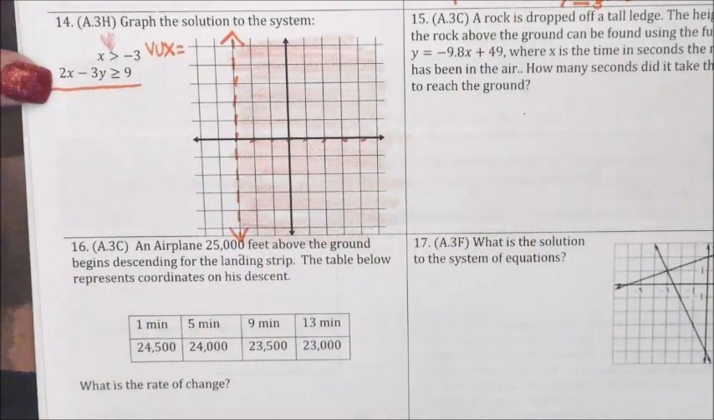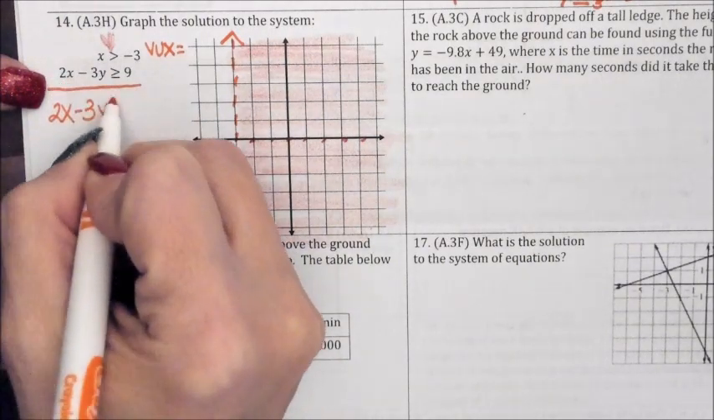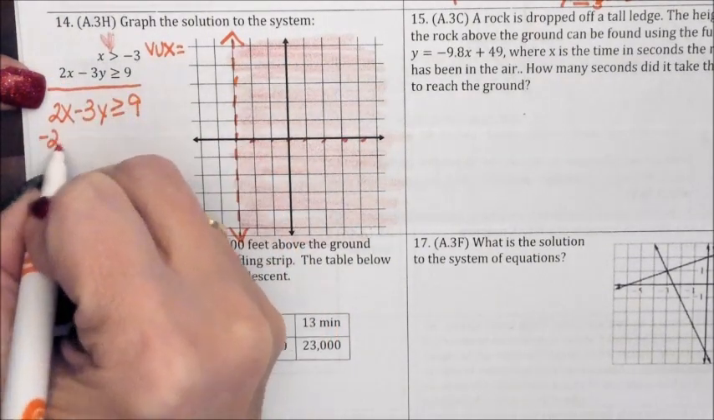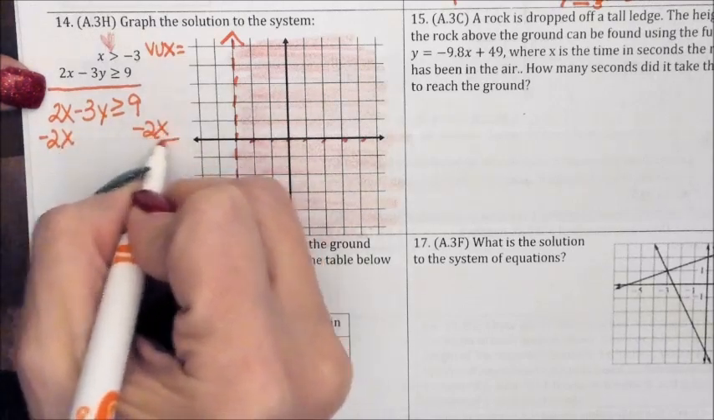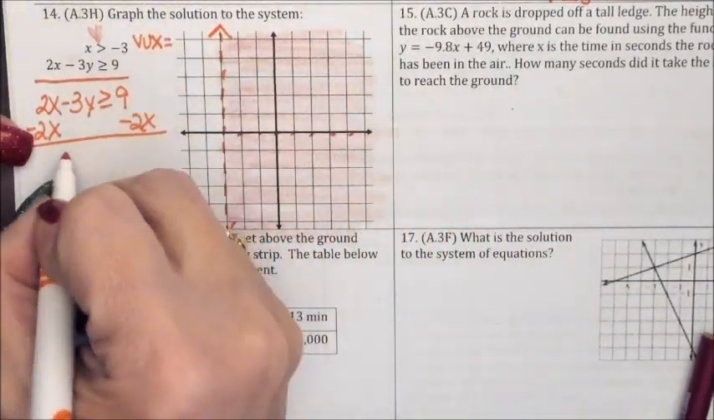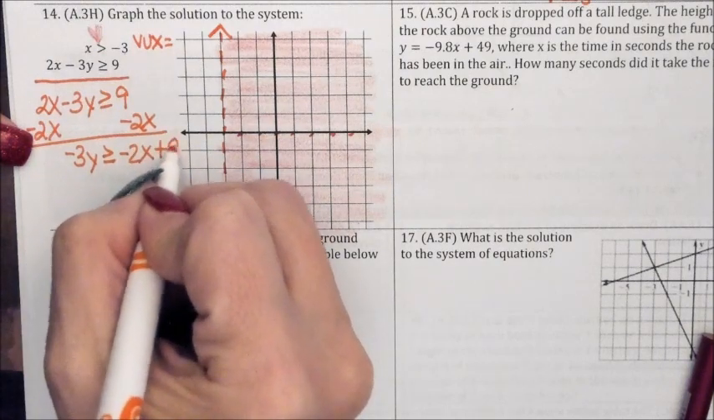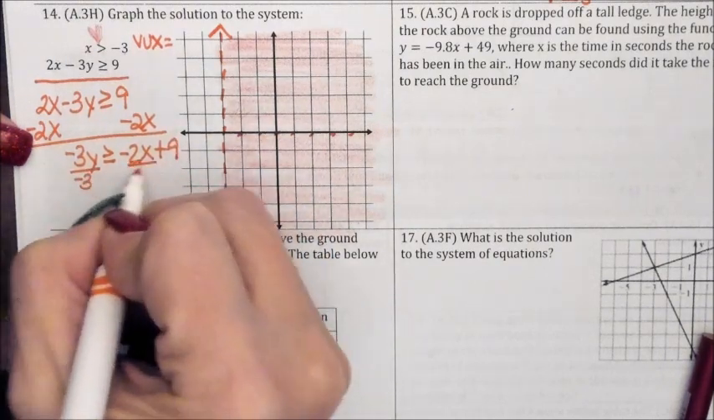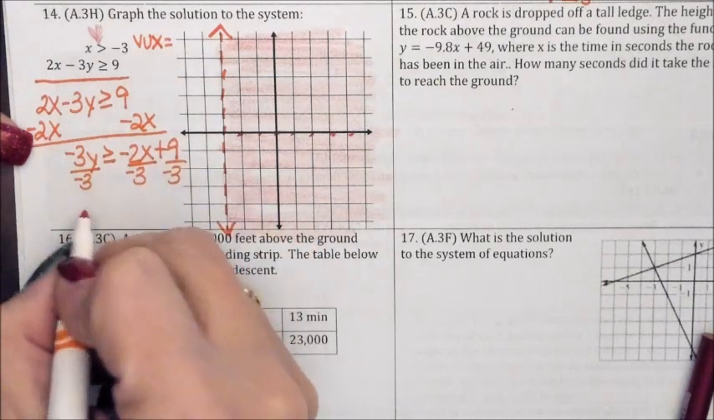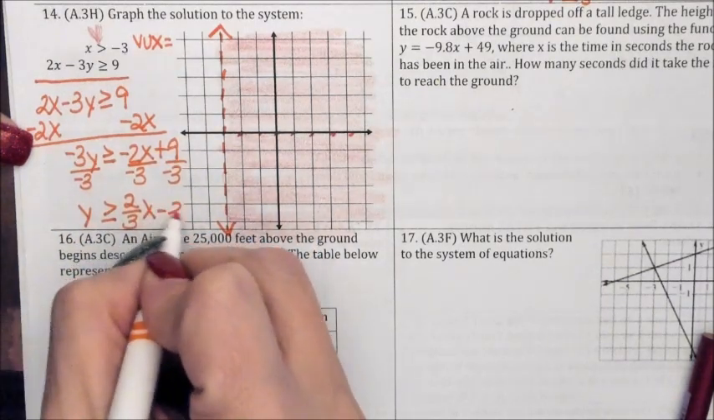Okay, so now I'm going to do the other one. 2x minus 3y greater than or equal to 9. Move the x. Look at that, that's the same equation. Oh, well, I'll still work it. Negative 3y greater than or equal to negative 2x plus 9, divide by negative 3. Y is greater than or equal to 2/3 x minus 3.